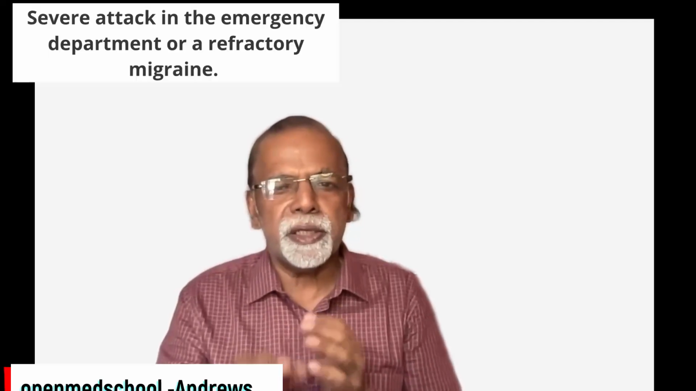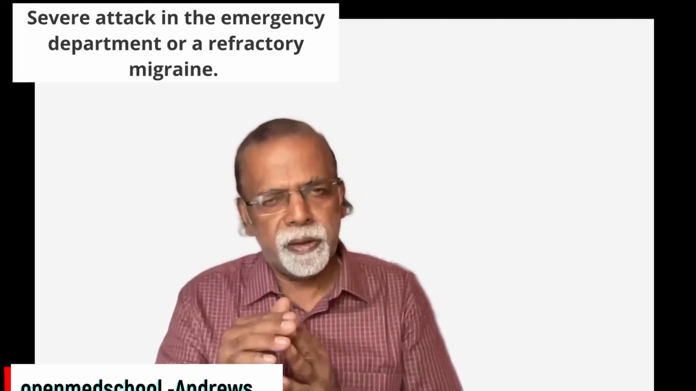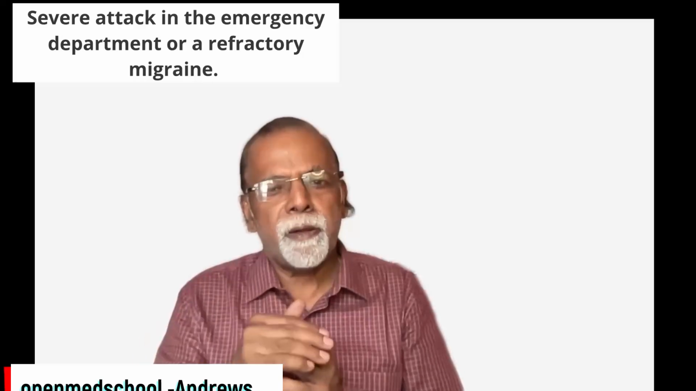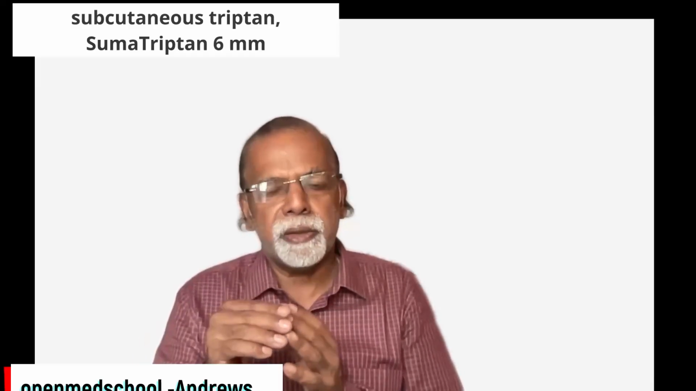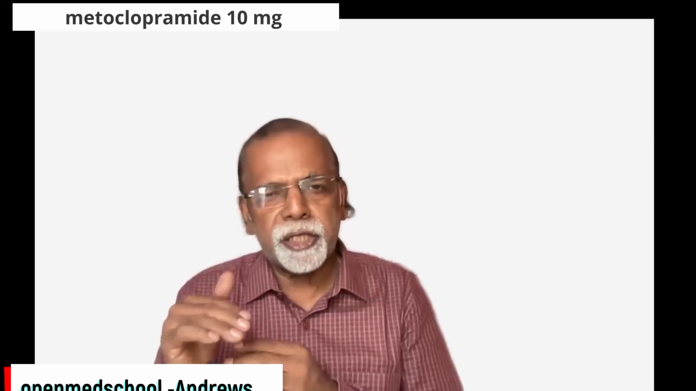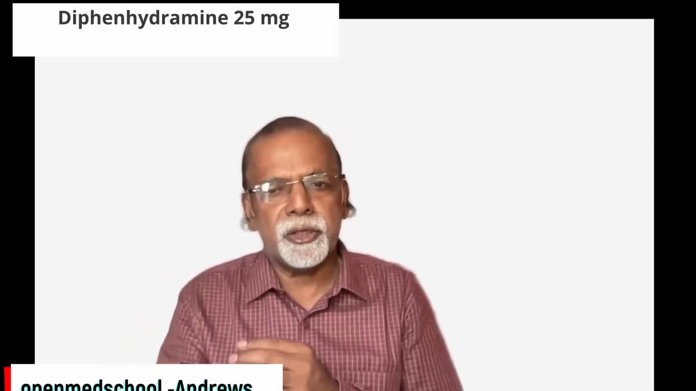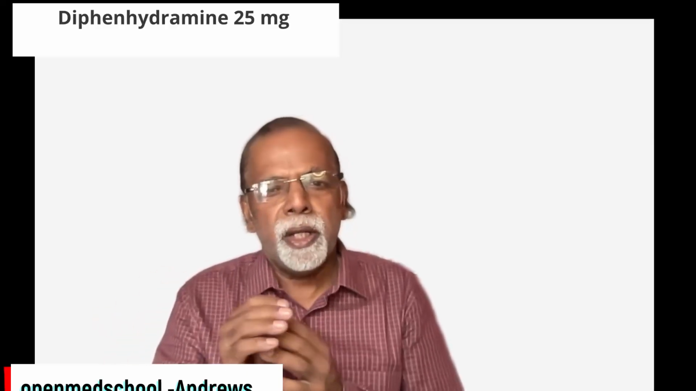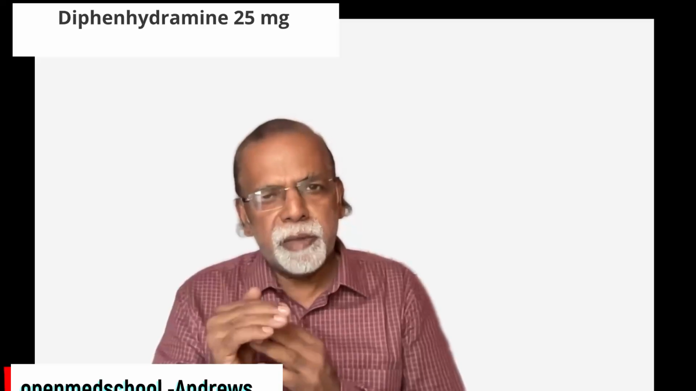The suggested combinations are: one is subcutaneous triptan, Sumatriptan 6 milligrams, with a parenteral antiemetic, for example metoclopramide 10 milligrams intravenously. We can give adjuvant therapy, diphenhydramine 25 milligrams to prevent extrapyramidal side effects, that is dystonia due to metoclopramide, and dexamethasone 4 milligrams intravenously or intramuscularly is also suggested.